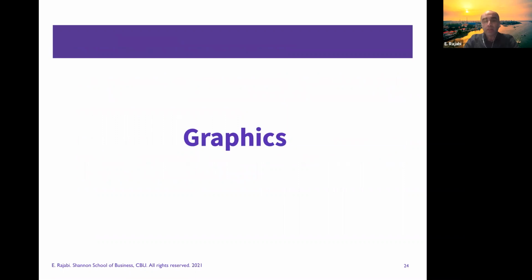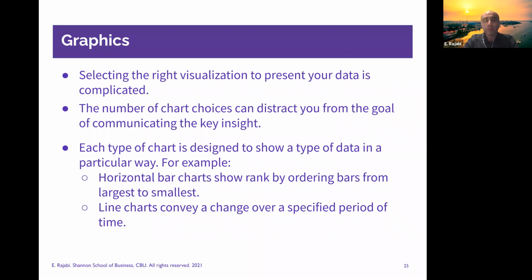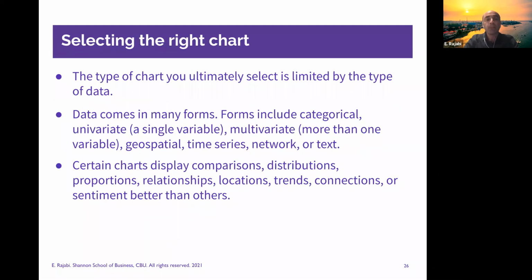In the second part, we have graphics. Selecting the right visualization, as I mentioned, is very important. The number of chart choices can distract you from the goal of communicating the data that you have. Each type of chart is designed to show each type of data in a particular way. For example, you can use a horizontal bar chart when you want to rank the data, or you can use line charts to show time series data, right?